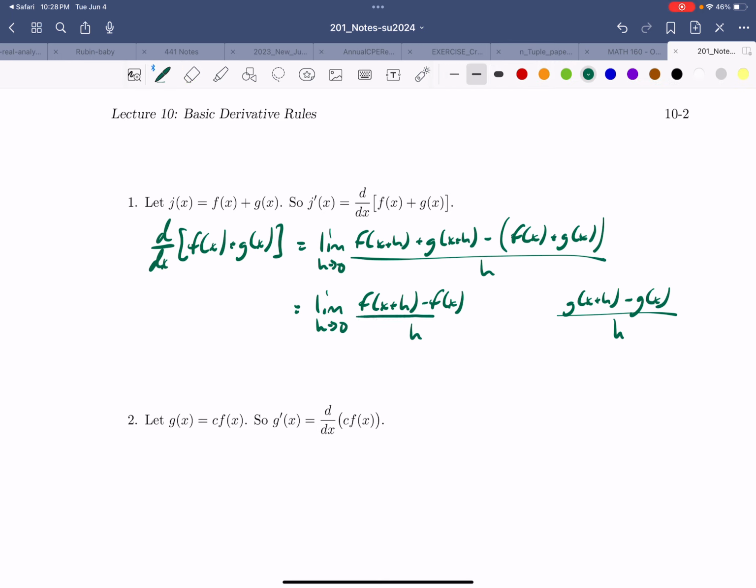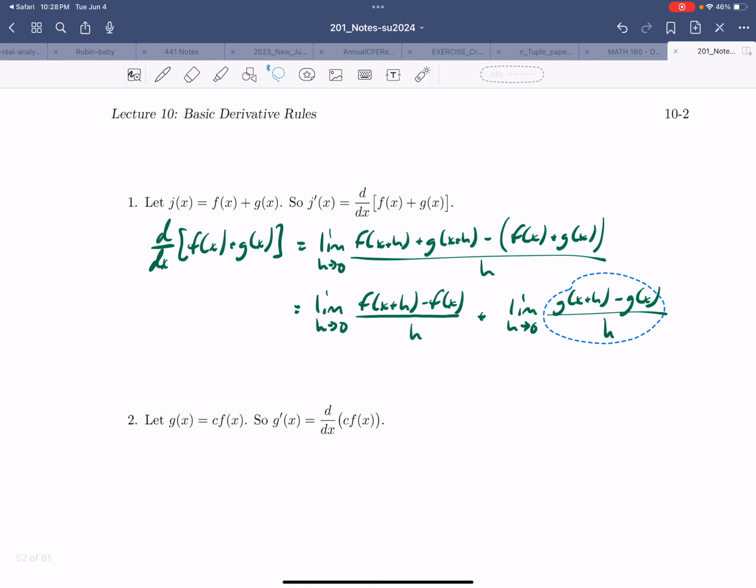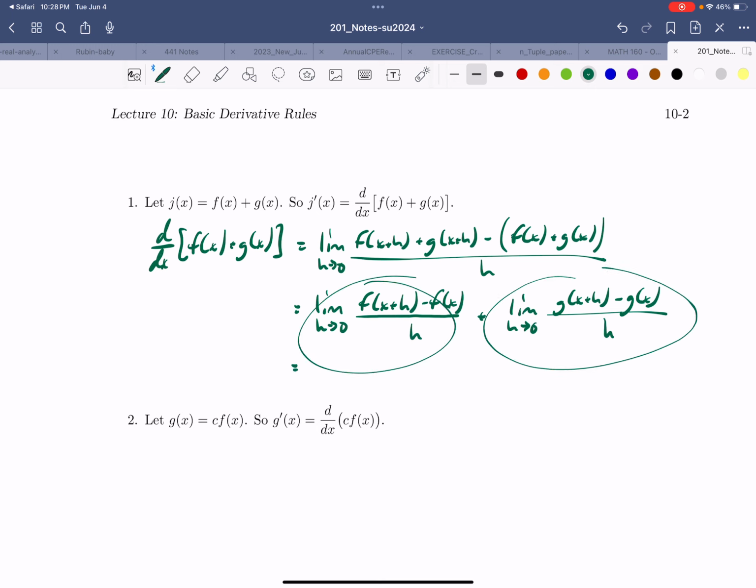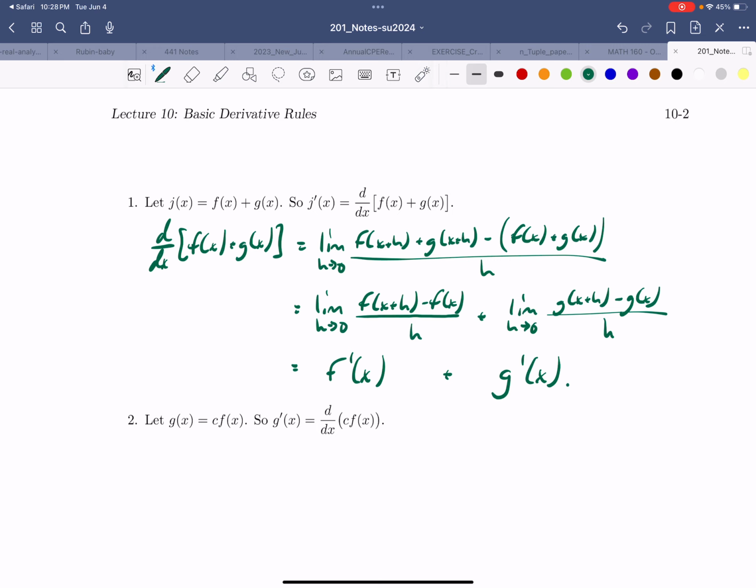Because of limit laws, because both of these limits exist, we can say that the limit of this plus that equals the limit of this plus the limit of that. Well, it turns out they do. Pause the video. See if you can write this and this in a slightly nicer form. Well, it turns out it's f prime of x plus g prime of x, which is exactly what we wanted. So we're done. The derivative of f plus g is the derivative of f plus the derivative of g.